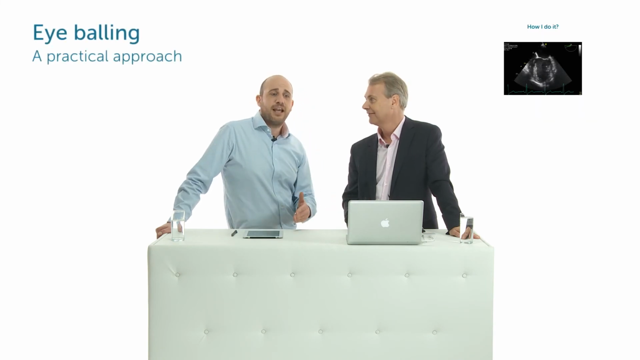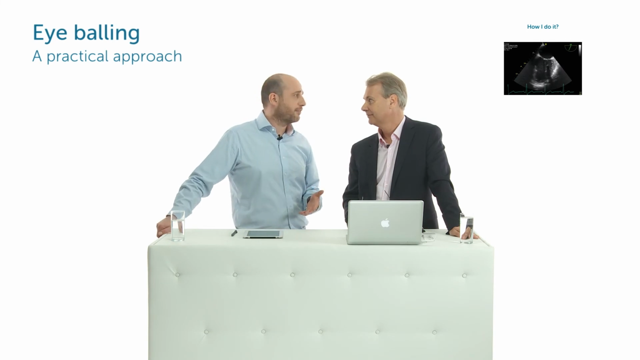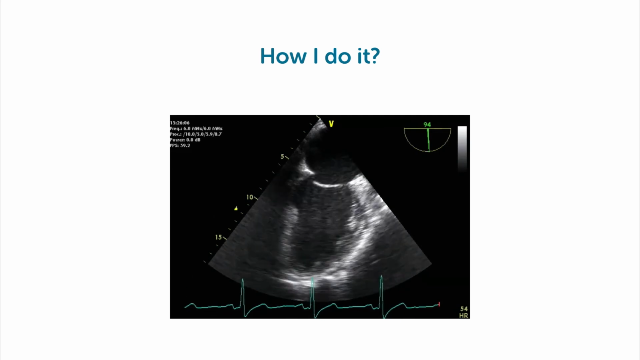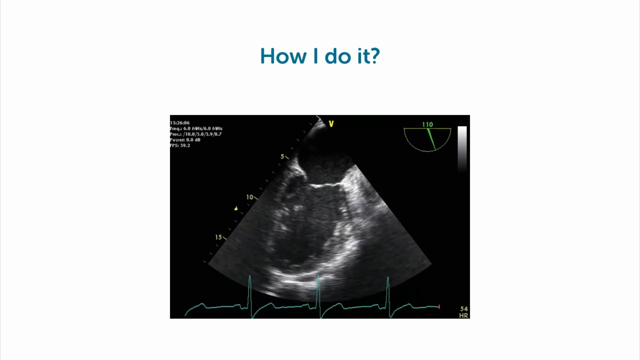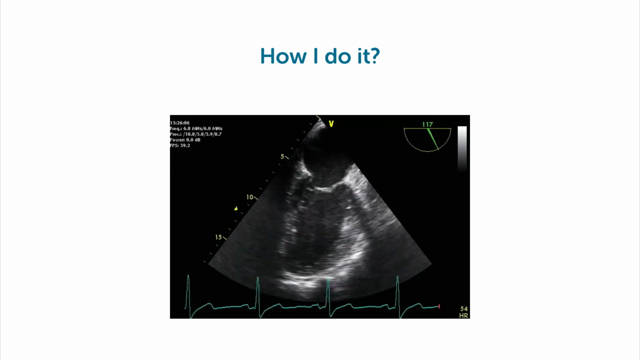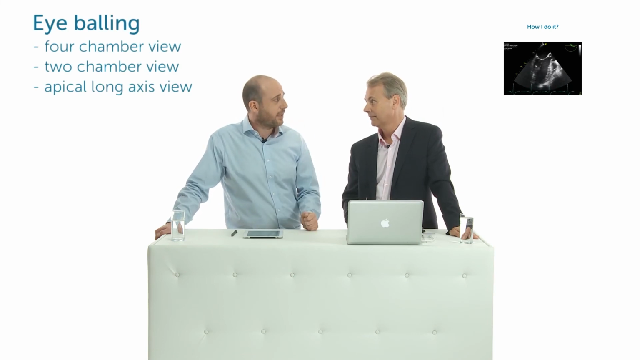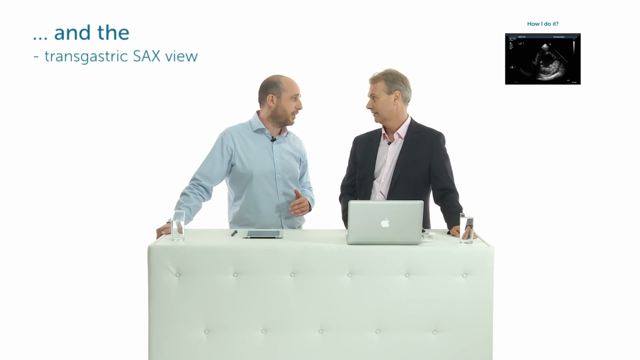I start for the left ventricle in the mid-esophageal 4-chamber view, and then I move my probe to 2-chamber view and then to long axis view. I have 3 images that tell me how is the filling of this heart, but I am not happy because I want to see the transgastric mid-papillary short axis view too.